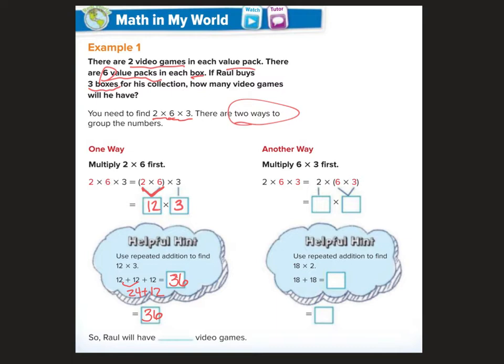Well, let's test out the associative property of multiplication and see if it works. I could group 6 and 3. That would make 18. And 2 18s, I could use repeated addition. 18 plus 18, 8 and 8 is 16, and 3, 36. So my answer over here is also 36. Because remember when we put these parentheses, it means do it first. Okay, so Raul will have 36 games. Our friend, the associative property of multiplication, sure helped us out here. Doesn't matter which one we do first, because we'll get the same answer.